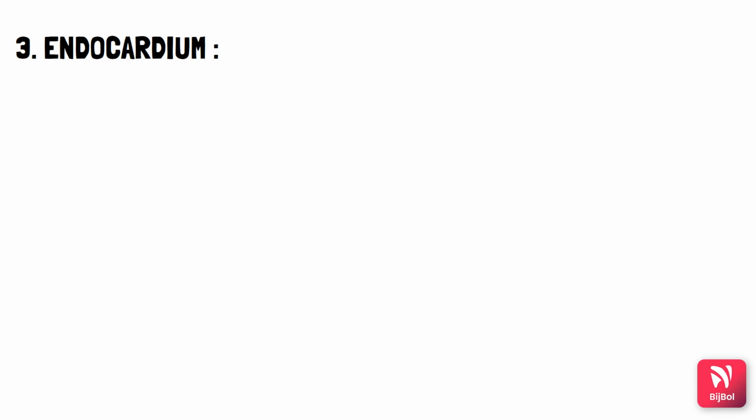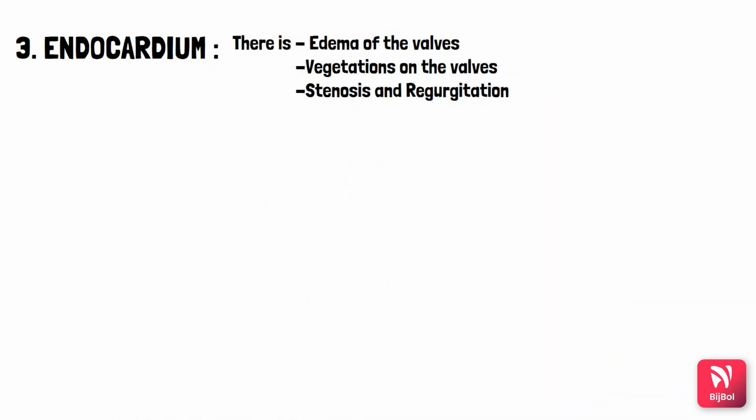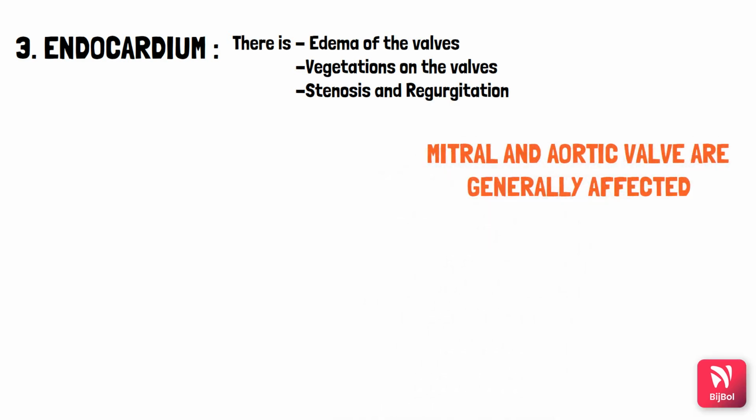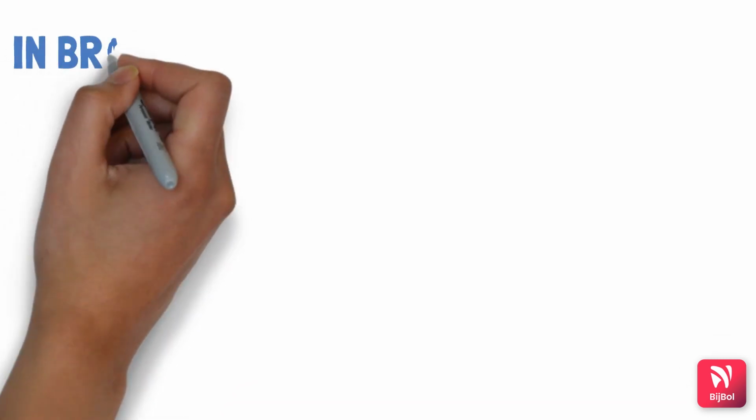The last thing is that it can affect the endocardium also. That is, it attacks the valves. There is edema of the valves and vegetations on the valves, which results in stenosis and also regurgitation. Which valves are affected? The mitral and the aortic valves are generally affected. If this condition persists, it may lead to subacute bacterial endocarditis.